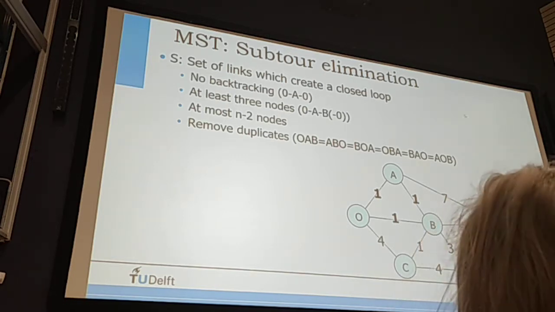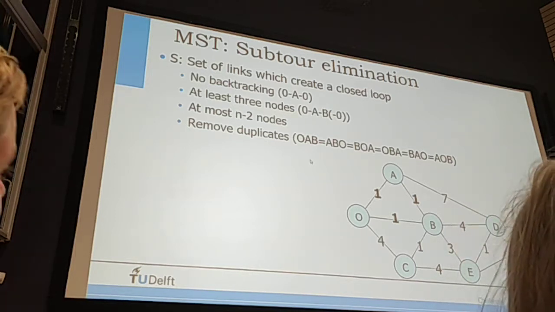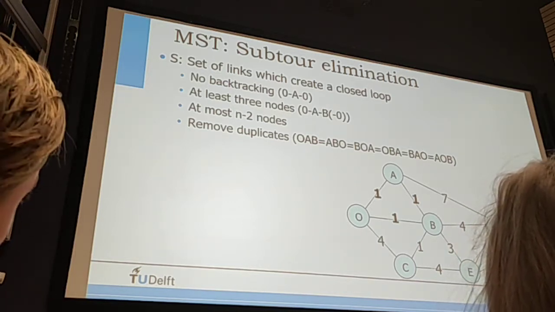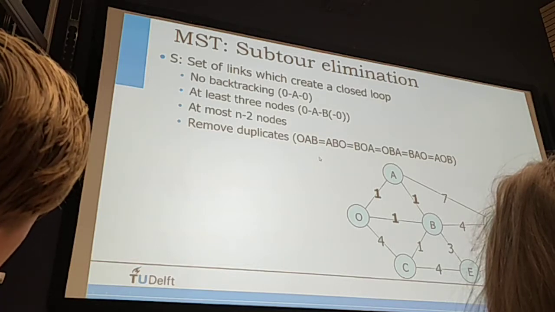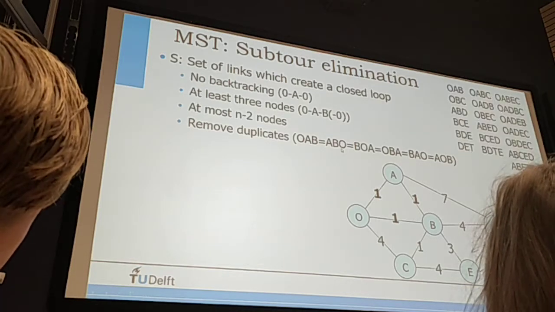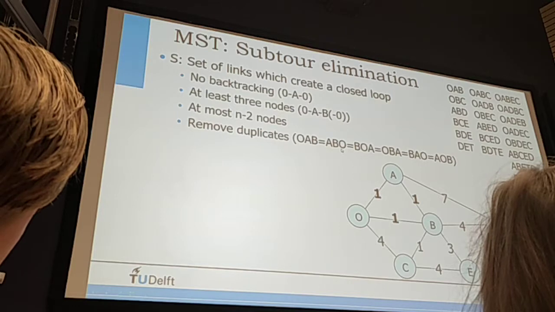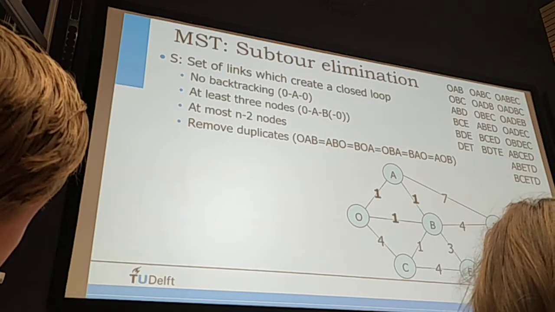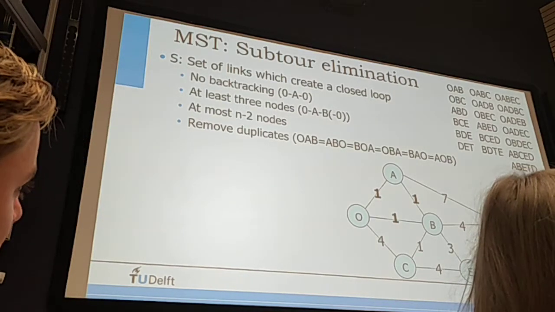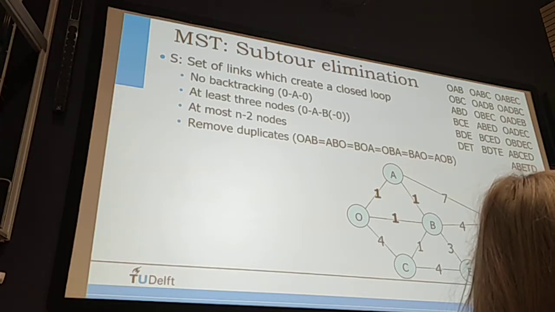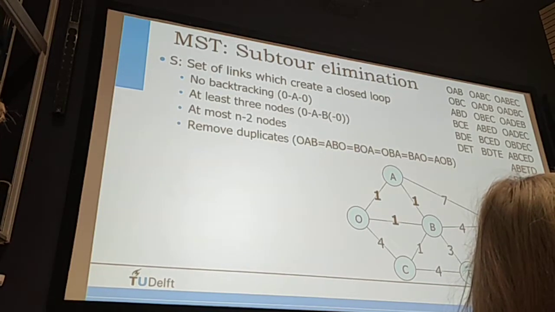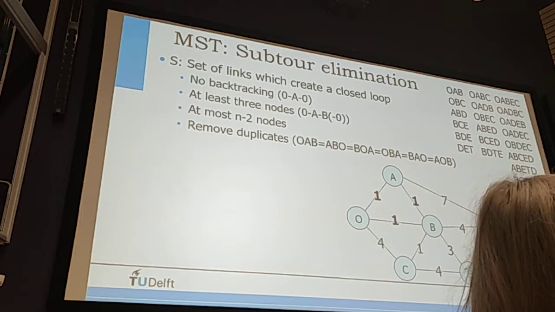There's probably a faster way to do this, but I'm an engineer, not a mathematician, so I just do it the trial and error way. So this is basically all of them. OAB, OBC, well, have a look at them. We have 6 with a combination of 3, 6 with a combination of 4, and then we have 8 with a combination of 5.